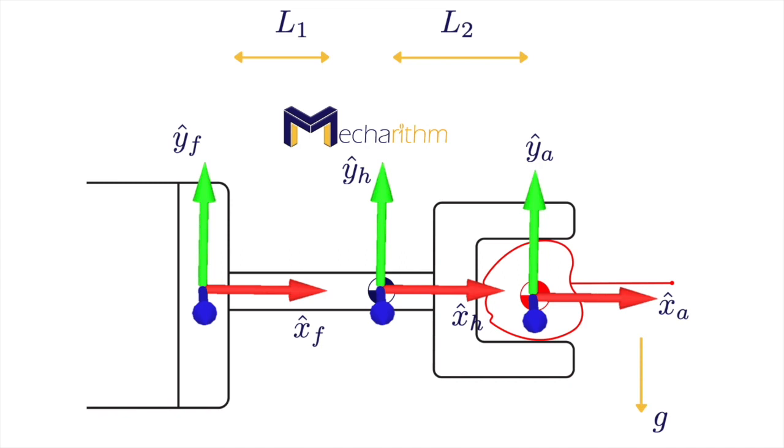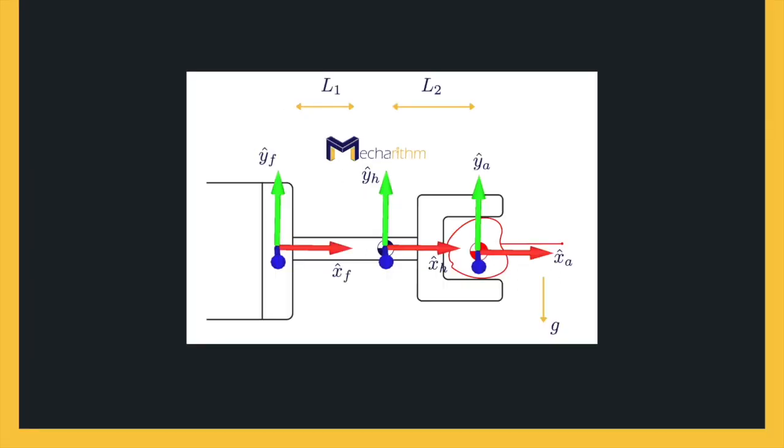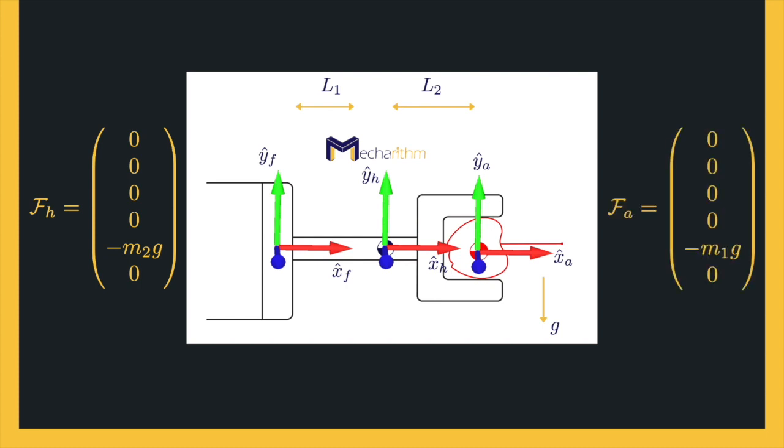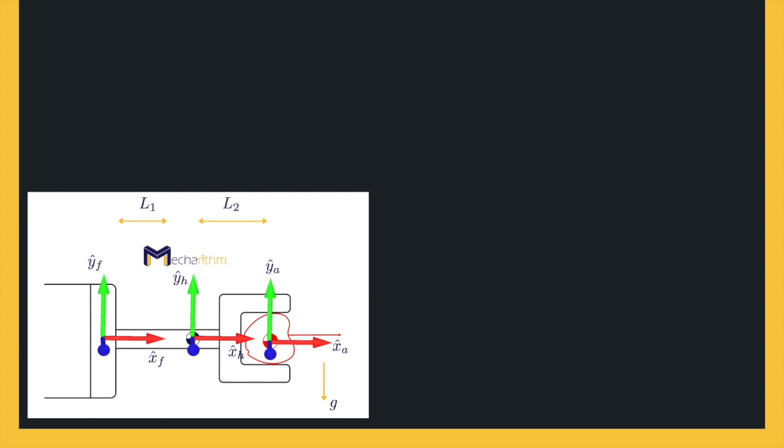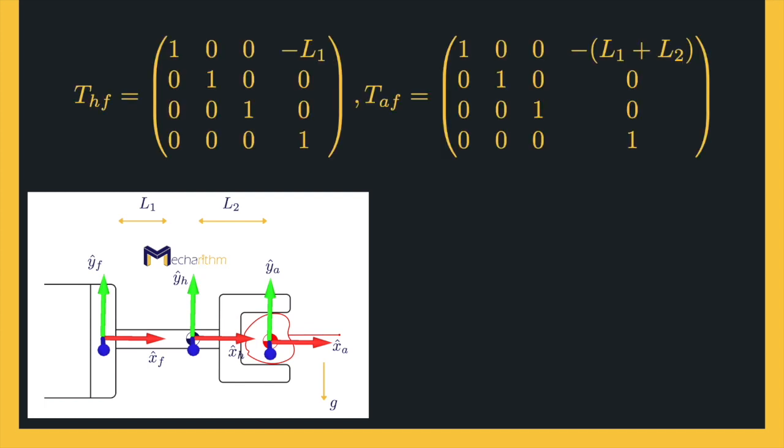The gravitational wrench can be expressed in the hand coordinate frame H as this vector, and the gravitational wrench on the apple expressed in the apple coordinate frame A is this vector. The transformation matrices needed to calculate the adjoint transformation can easily be written as these matrices. I'm not going into details about how to calculate these matrices because the details of these matrices are discussed in the previous lessons on fundamentals of robotics.